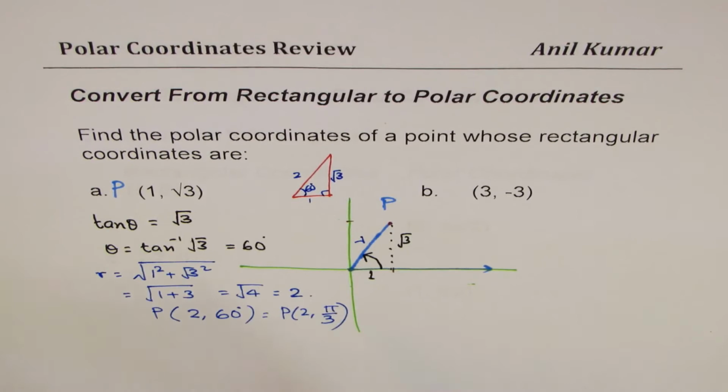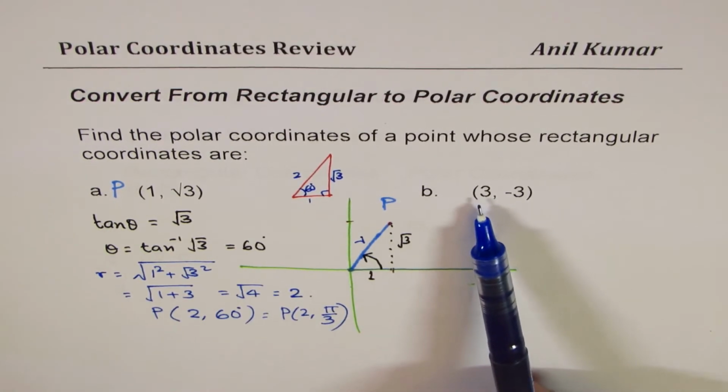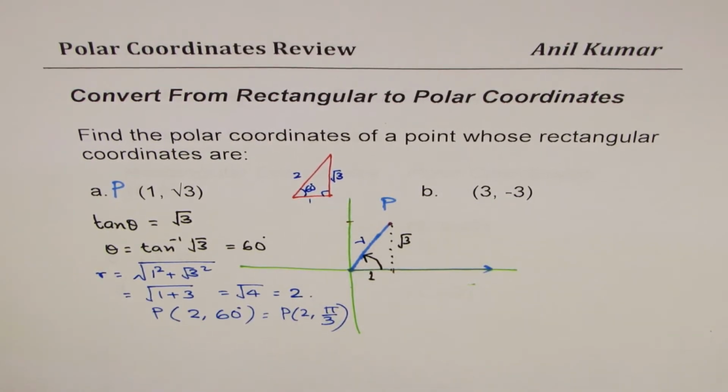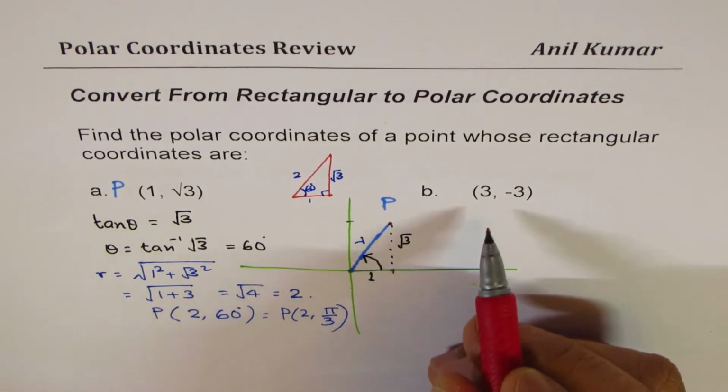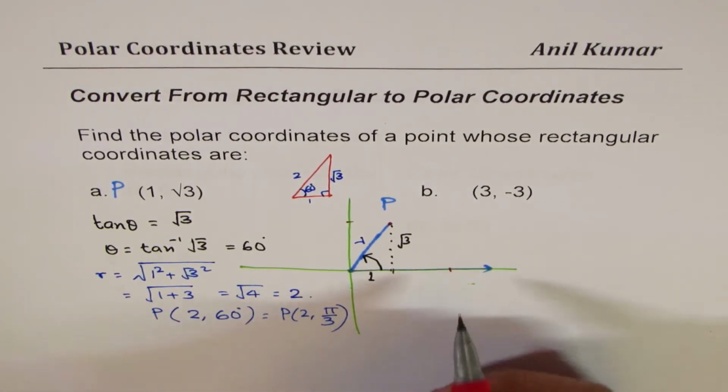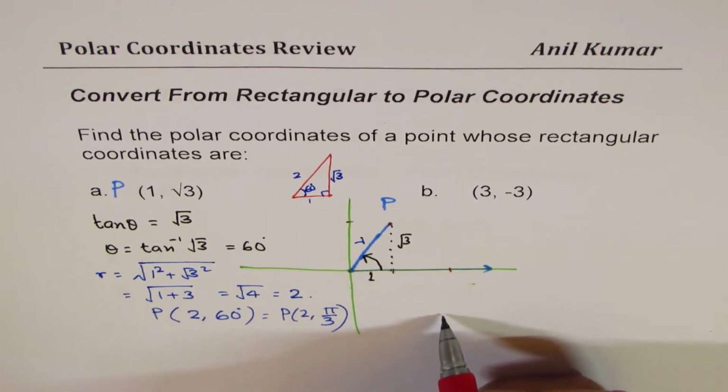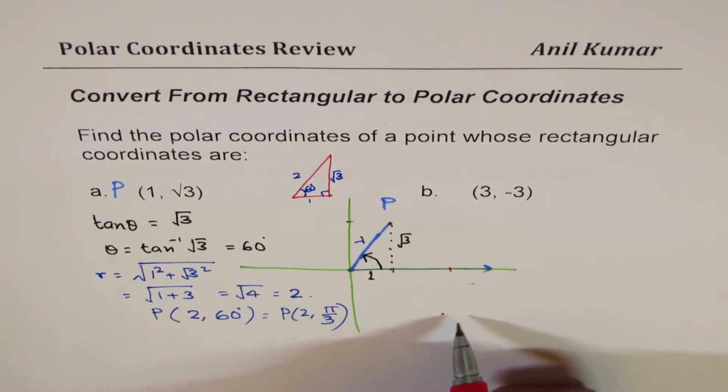Now the next example here is, the point is (3, -3). So let's take (3, -3) now. So 3 is here, let's say 3 is here, and minus 3 somewhere there, right? So let's say this point is Q for us.